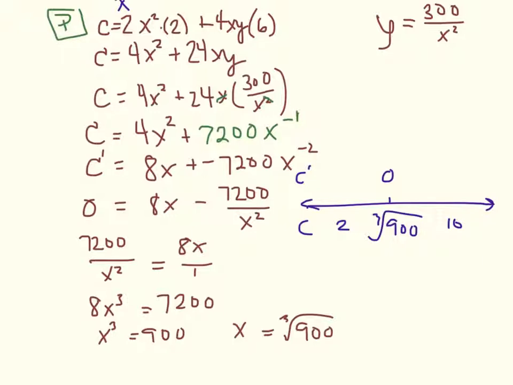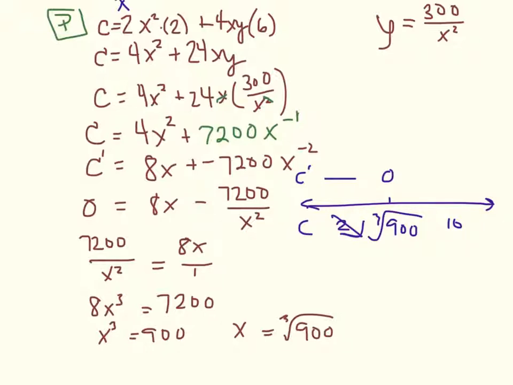All right, so if I go ahead and put those values in, and again, I'm putting them in over here to my C prime function. Probably this one's the better one. Okay, so 8 times 2, so 16 minus 7,200 divided by 2 squared would be 4. Well, 7,200 divided by 4 is clearly larger than 8x, so that's going to be negative, which means it's going to be decreasing there.